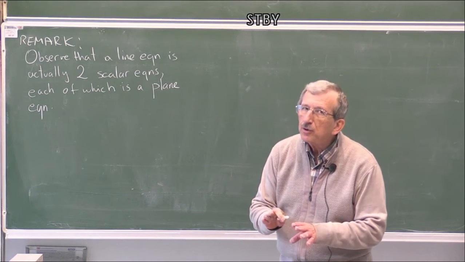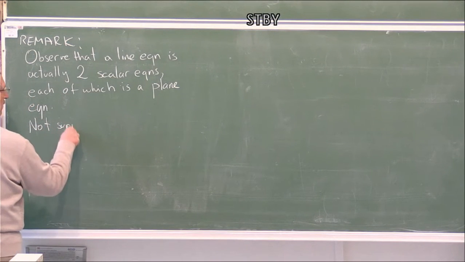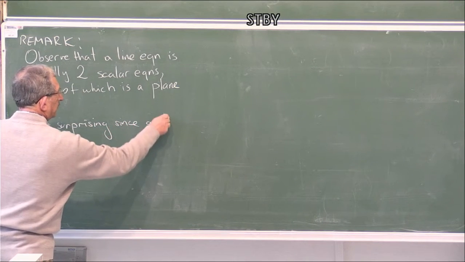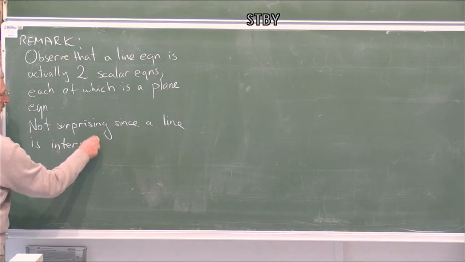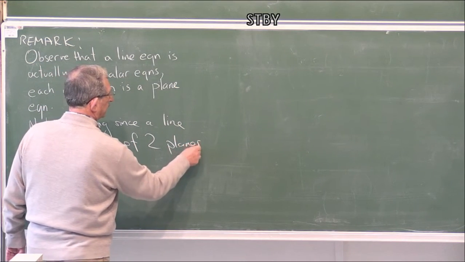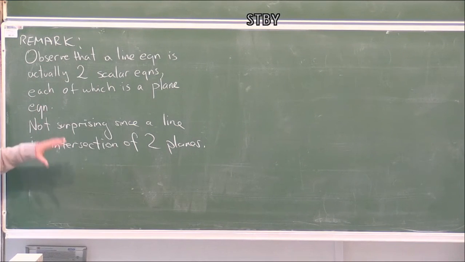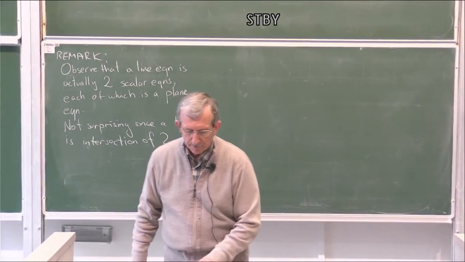Well, this is not surprising, since a line is the intersection of two planes. So a line equation means these are points which satisfy the equations of both planes. So it's the intersection of two planes. So this is something we certainly expect.